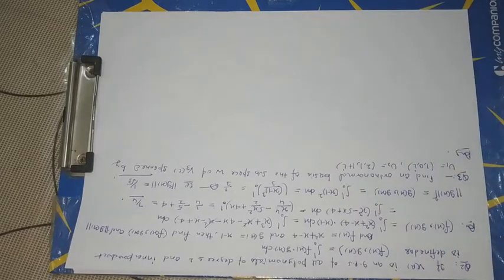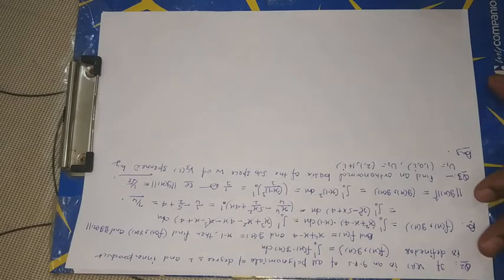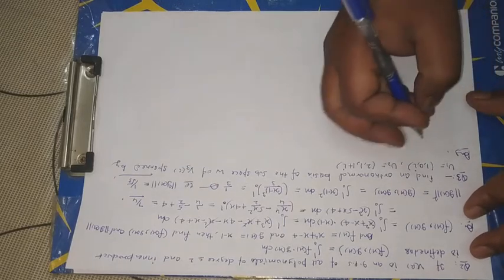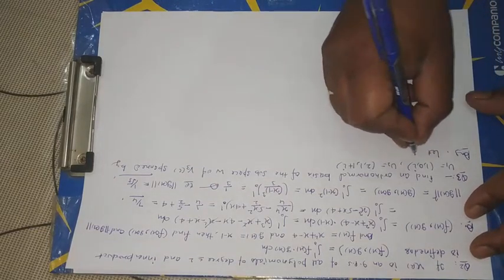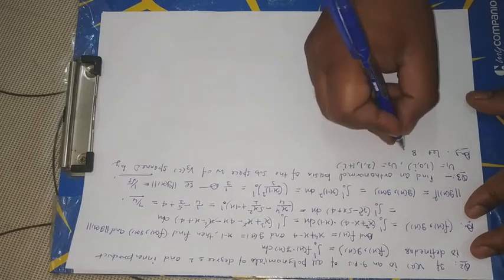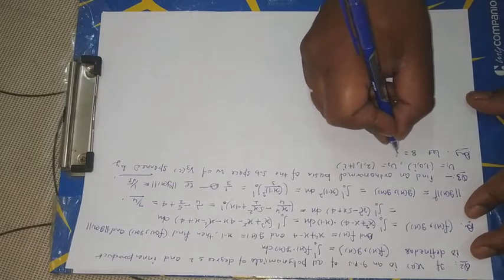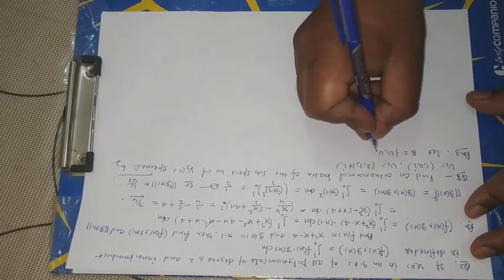Answer. Now repeat the question. Find an orthonormal basis of the subspace W of V3(C) spanned by U1 and U2. The value of U1 is (1, 0, i), and the value of U2 is (2, 1, 1 plus i). Now the solution: let us consider a set B, U1 and U2.